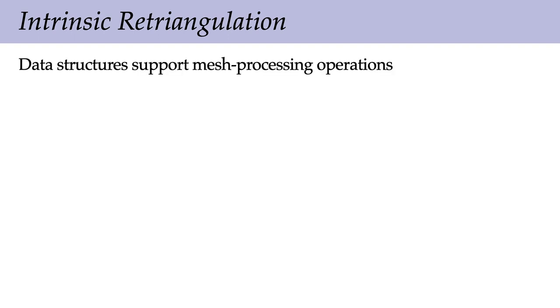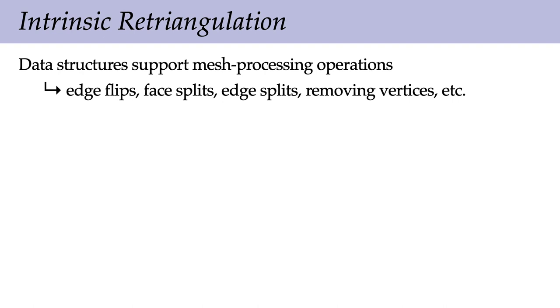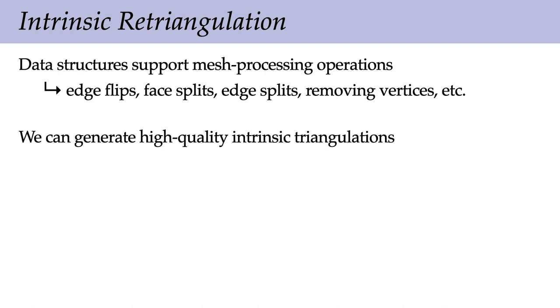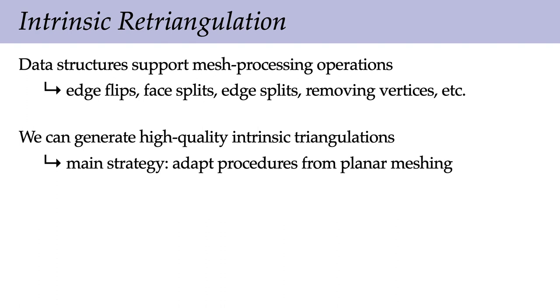Remember, the setting here is that we've defined a few data structures which support mesh processing style operations. These are things like edge flips, face splits, removing vertices, and so on. The basic idea is to use these operations to generate a high-quality intrinsic triangulation to compute with. And generally, our strategies will just be procedures from planar remeshing, which we've adapted to the surface case without much modification at all.